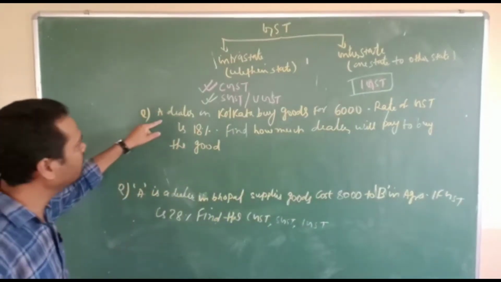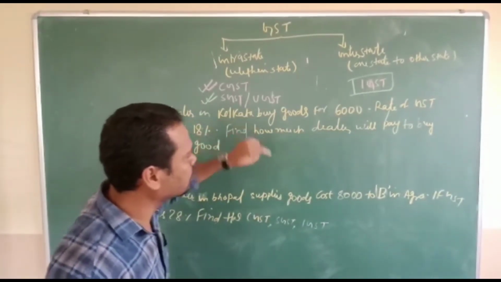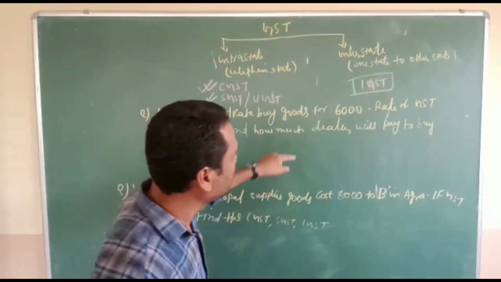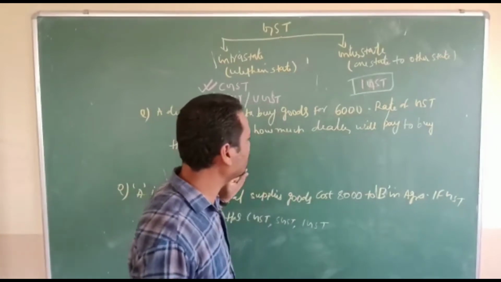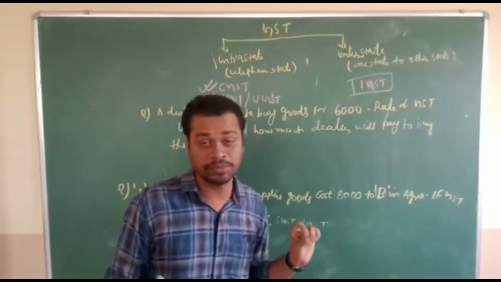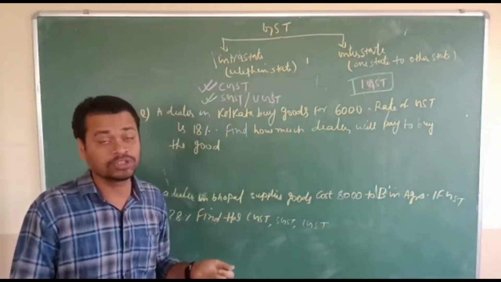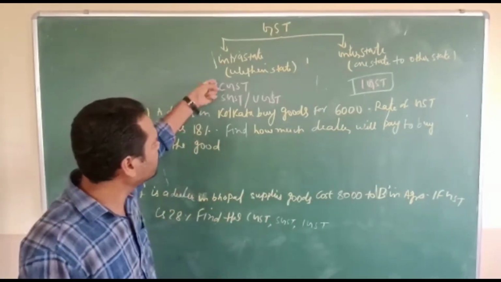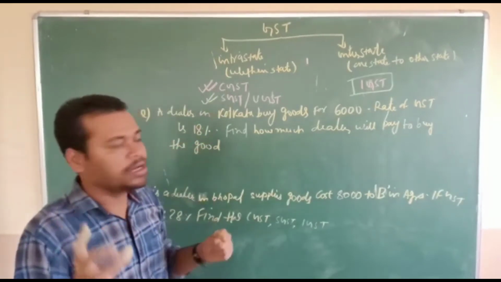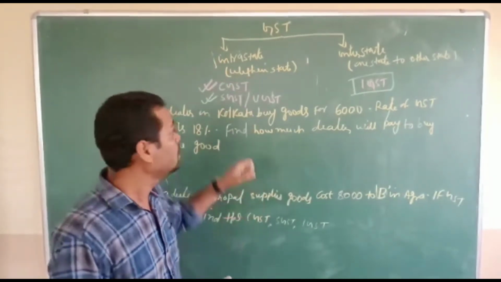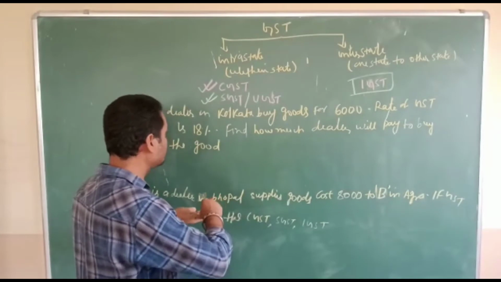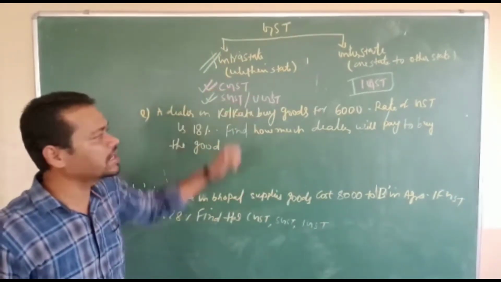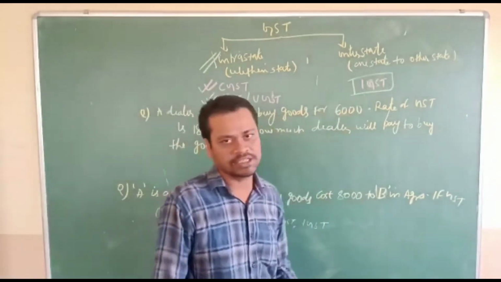So first question, you see: a dealer in Kolkata buys goods for 6,000 and his movement is within the state only. The rate of GST is 18%. How much will the dealer have to pay for the goods? Because when a dealer buys the goods, he also needs to pay some money, right? So what will happen? Does he need to pay? This movement is intrastate. So he needs to pay CGST. He needs to pay SGST. Does he need to pay IGST? No.